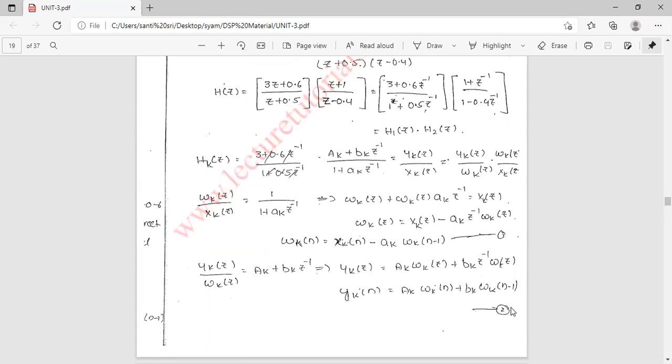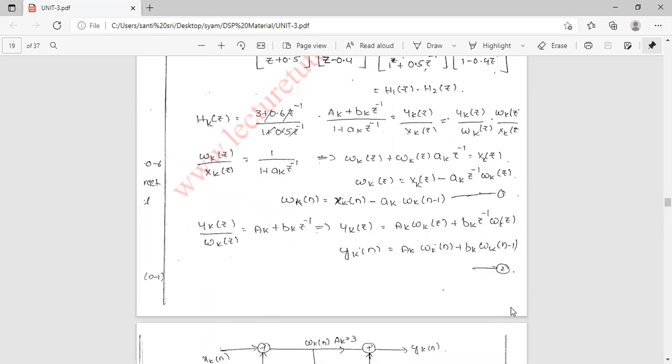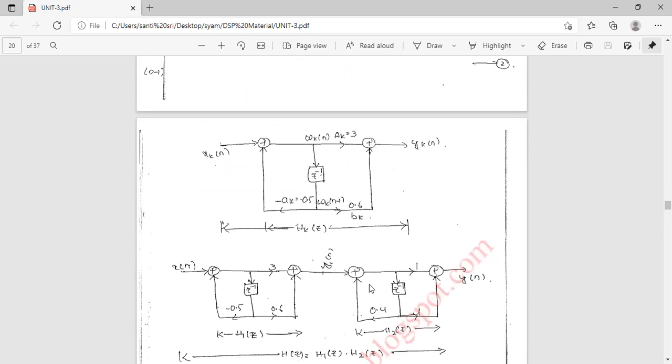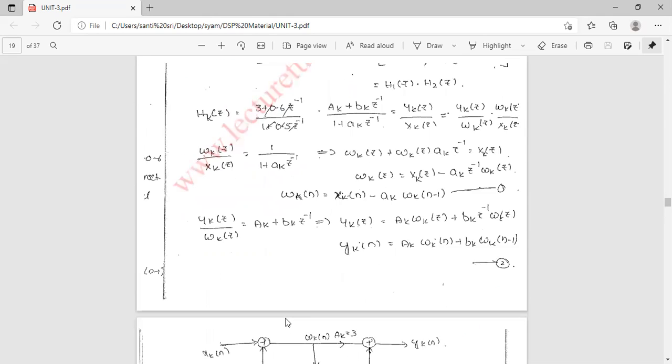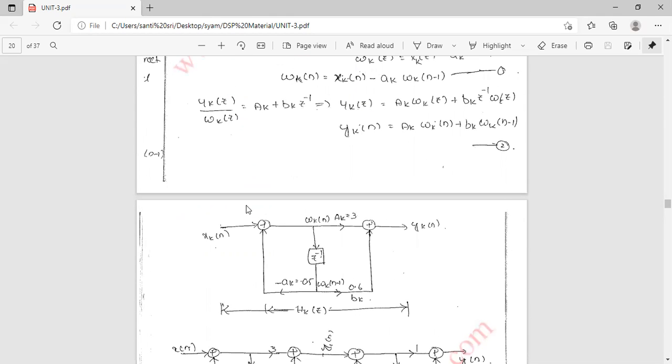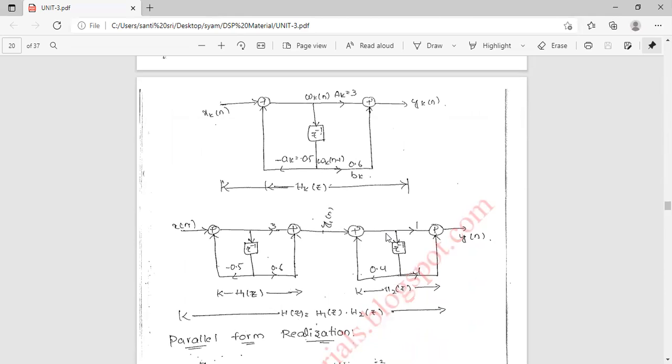So 3 plus 0.6 into z power minus 1 by 1 plus 0.5 into z power minus 1. So this is yk of n. This will be cascaded with the second one, h2 of z.